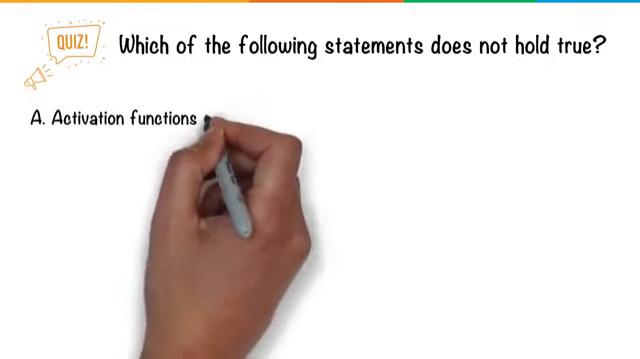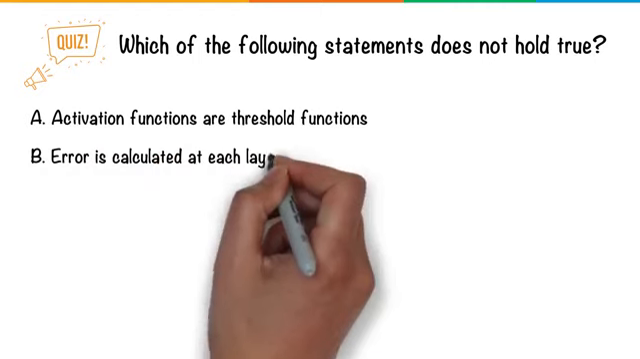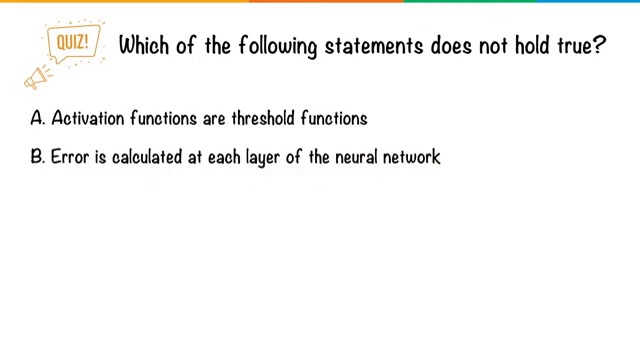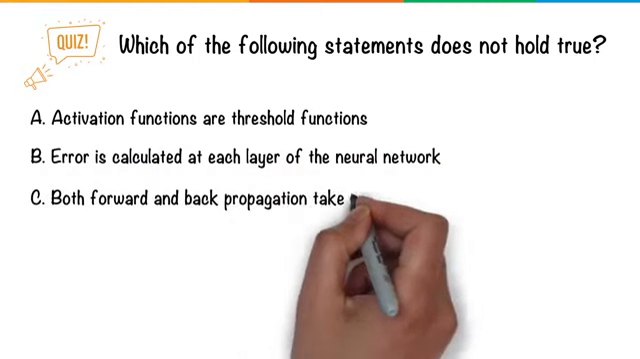A. Activation functions are threshold functions. B. Error is calculated at each layer of the neural network. C. Both forward and back propagation take place during the training process of a neural network. D. Most of the data processing is carried out in the hidden layers.